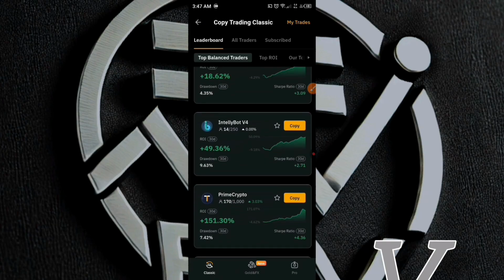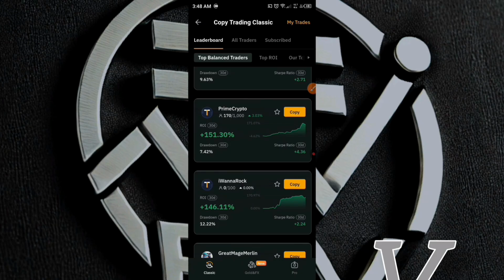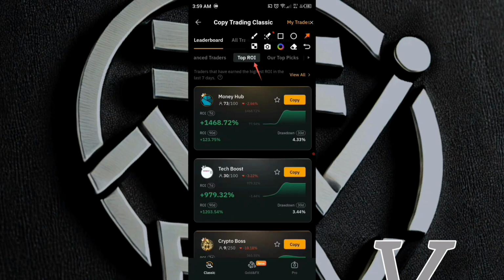For the second category, which is the top ROI, this particular category is going to be showing you the top traders with high return on investment in copy trading. As you can see, the first person on this list has a return on investment in the last 7 days. They are showing their own over here for 7 days.